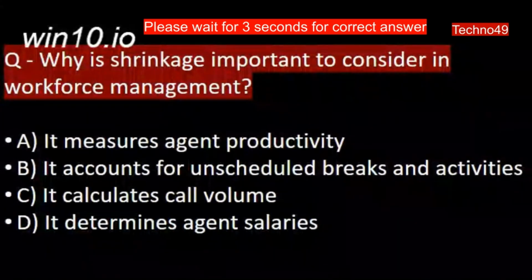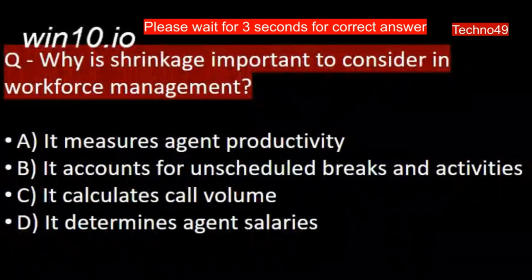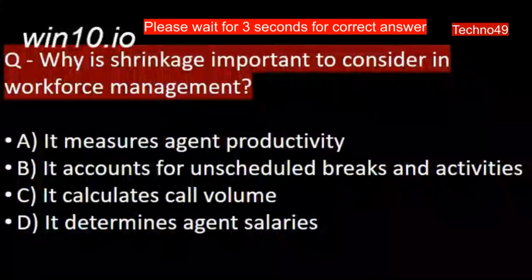Option A, it measures agent productivity. Option B, it accounts for unscheduled breaks and activities. Option C, it calculates call volume. Option D, it determines agent salaries. Correct answer for this question is option number B, it accounts for unscheduled breaks and activities.